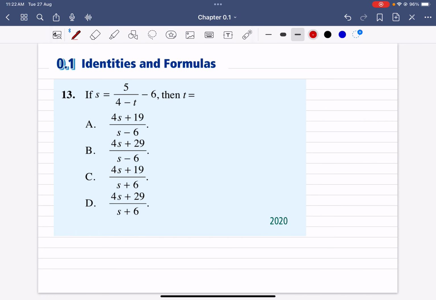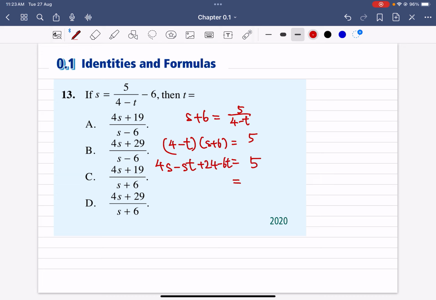Alright, so next one, you want to find T. So in this case, remember x plus 6 first, and then 5 over 4 minus T. So you want T, so you multiply by 4 minus T, this term is s plus 6 equals 5. So in this case, you may try to remove the bracket. So like this, equals 5. So those terms with t, you can keep, and then the other terms, you have to remove. So what you will have is like this.